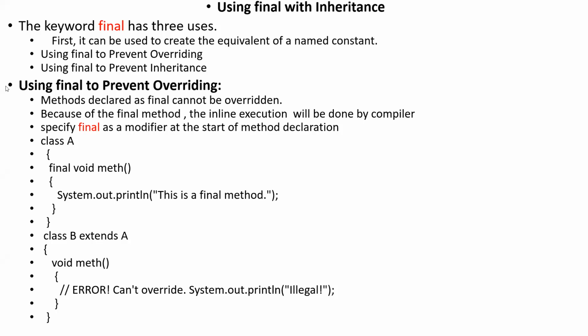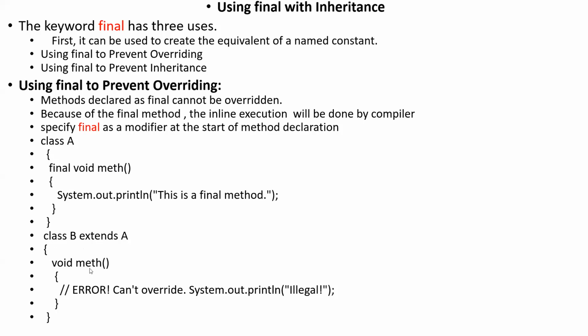Another one is to prevent inheritance also. It means if a class should not be inherited, then before that class you can use the final keyword. This is the overriding example. So before any method inside a superclass, if a method has been declared with the final keyword, then that method cannot be utilized in this C.